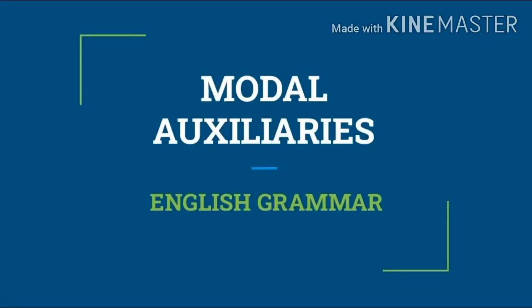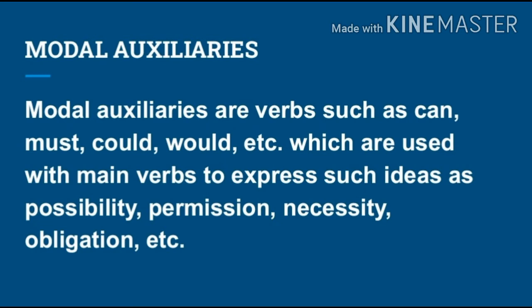Here you can learn about modal auxiliaries. Well, what are modal auxiliaries? They are nothing but verbs such as can, must, could, would, etc., which are used with main verbs to express possibility, permission, necessity, obligation, etc.